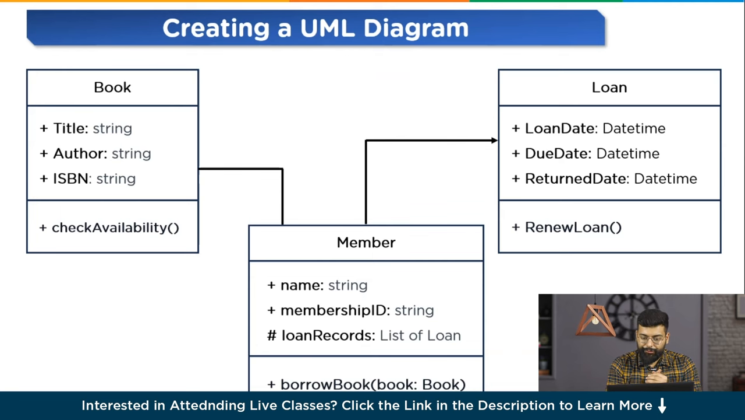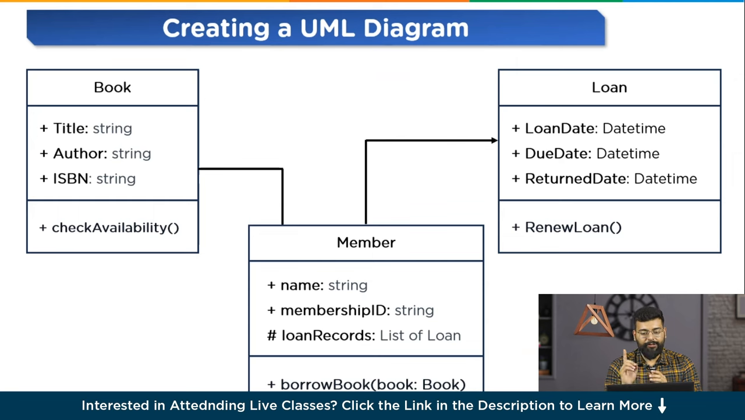And then we'll see the association between Member and Loan class. The loan records attribute in the Member class represents this association. This shows that a member has a relationship with Loan. That is, a member has zero or more loan records. In the UML diagram, a line would connect Member and Loan, often with multiplicity, indicating that one member can have multiple loans. And then we have the association between Book and Loan. This association is implicit in the context of a library system. Each loan record would be associated with a specific book.